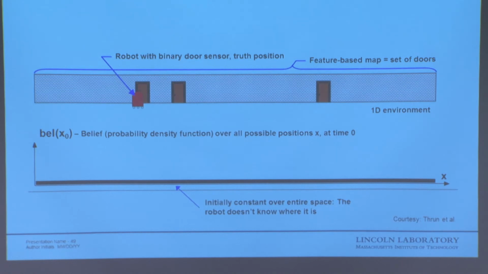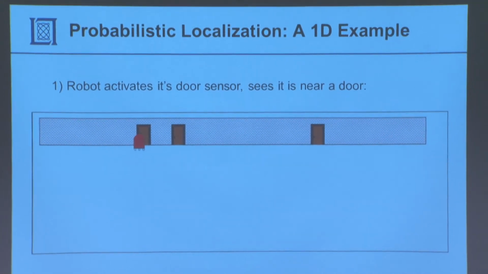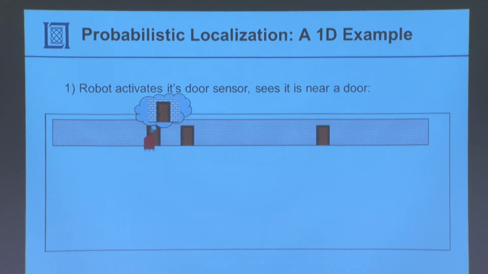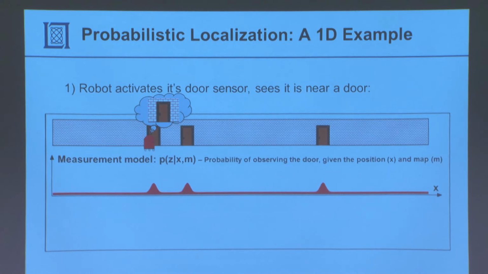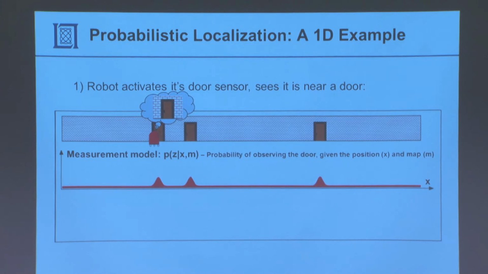So the first step in localization is to observe the environment. So we're going to activate our door sensor. And in this case, the door sensor tells us that we are near a door. So we have what is called a measurement model that measures our confidence in our sensor. So if we are in front of a door, we believe the sensor to a degree, but we know it's not perfect. So that if we are in front of a door, we have a higher confidence or a higher probability that we are in fact in front of a door.